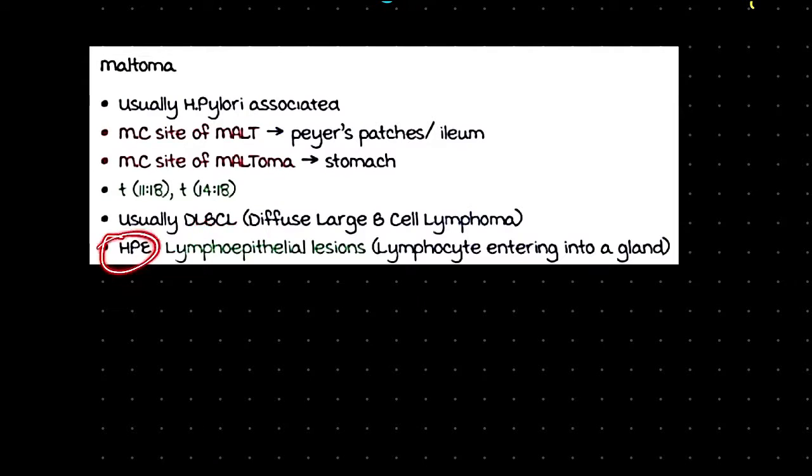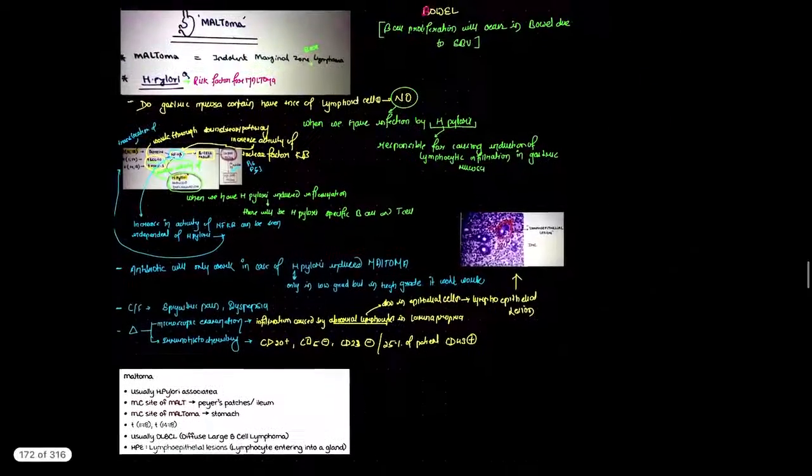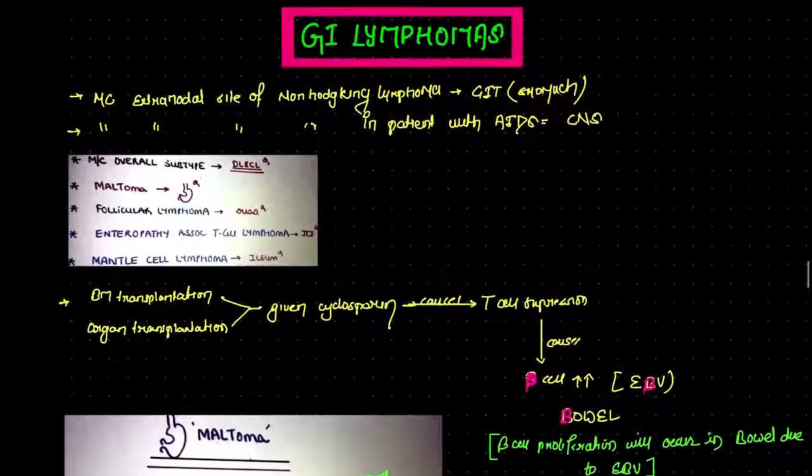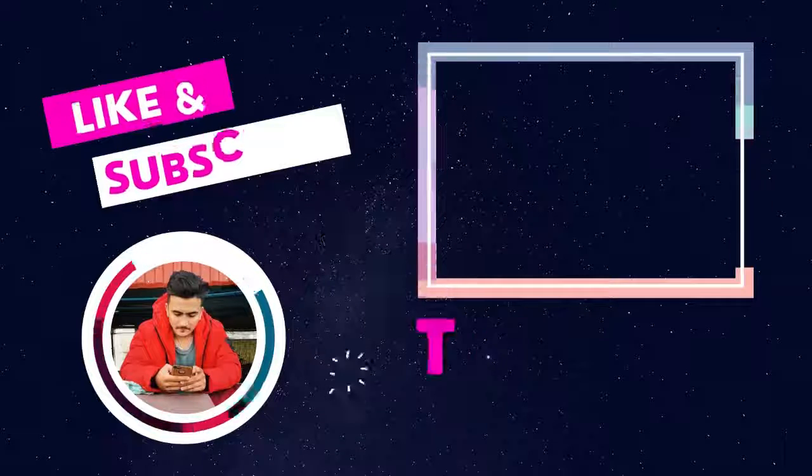Now what will be found in the microscopic finding? The microscopic finding is the lymphoepithelial lesion, or lymphocytes entering into a gland, that is of epithelial origin. So this was about GI lymphomas. So this much for GI lymphomas. Thank you.